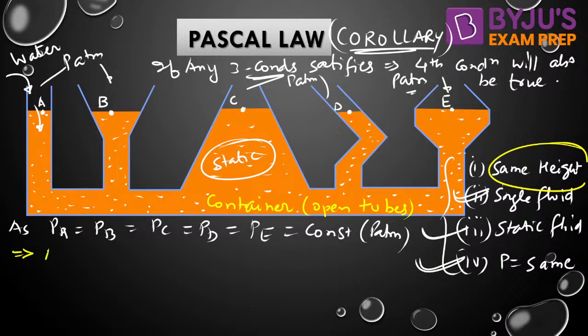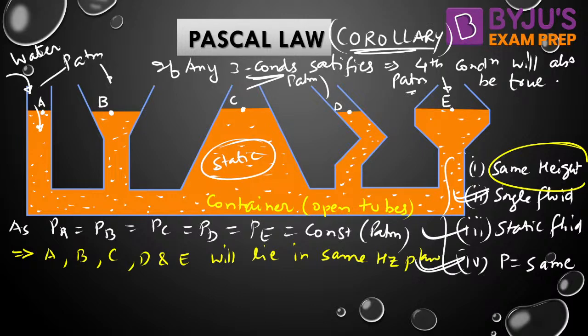So this implies points A, B, C, D and E will lie in the same horizontal plane. Yes or no? If you join points A, B, C, D, E, it will be the same horizontal line. That is according to Pascal's law. According to Pascal's law, they will lie in the same horizontal plane. Right?